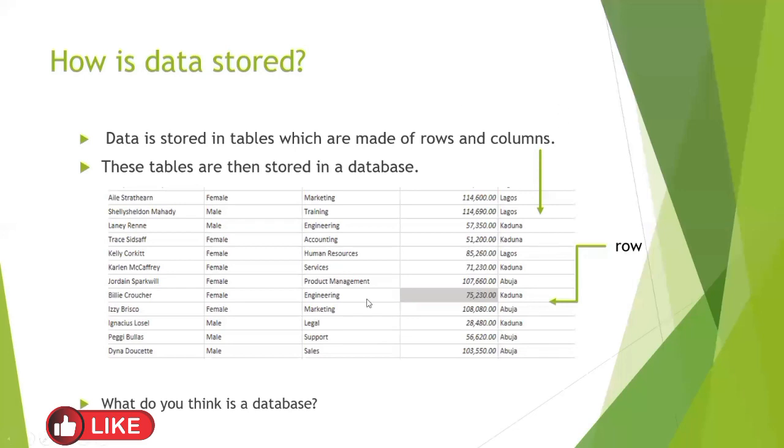So now rows and columns: these are rows and these are columns. In this case, in this part we have Lagos, Kaduna, Abuja. This is a column. A row is called a record, while a field is a value within a particular column. So here Kaduna is a field under the state column.